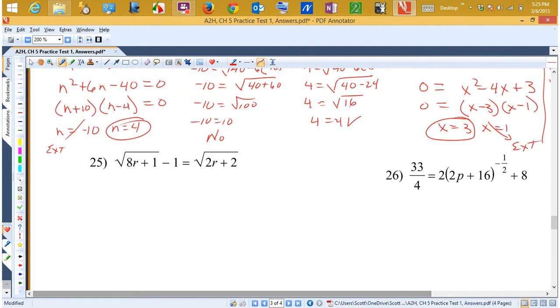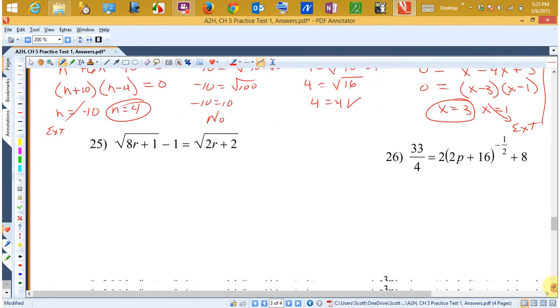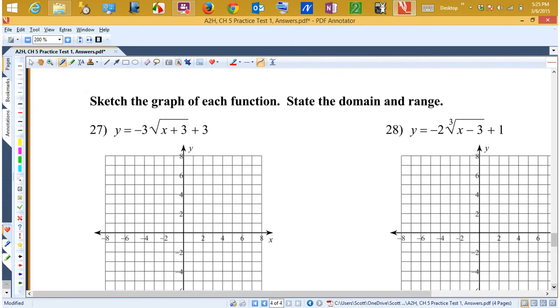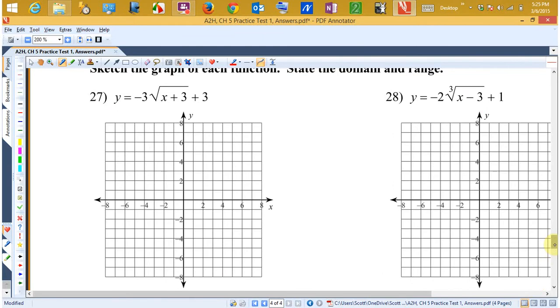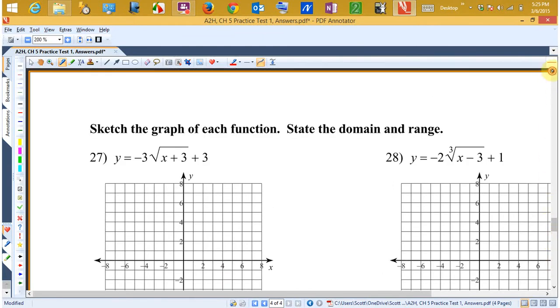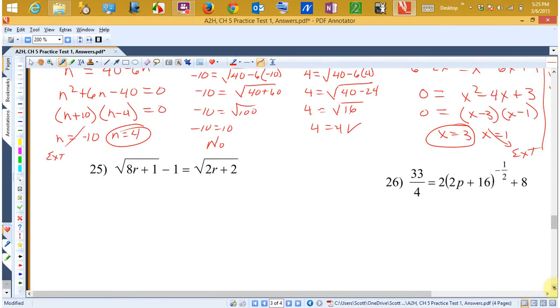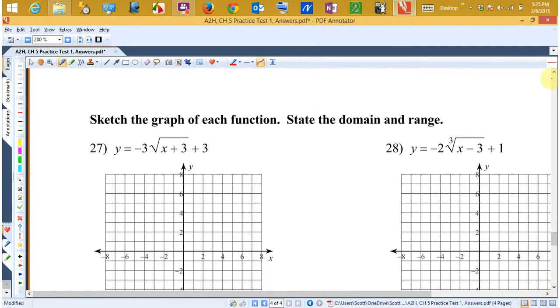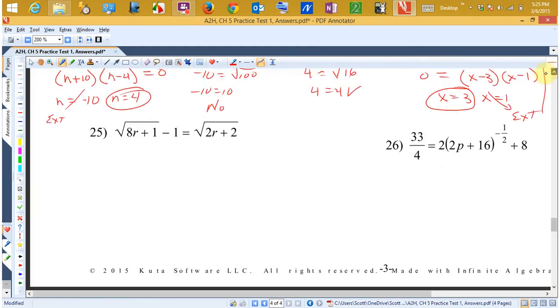Moving to the next one. All right. So look, this radical is already isolated, so I'm ready to square both sides. Oh, but I've got this negative 1 over here. There's nothing I can do with that negative 1. This radical is already isolated, so I just have to square both sides.